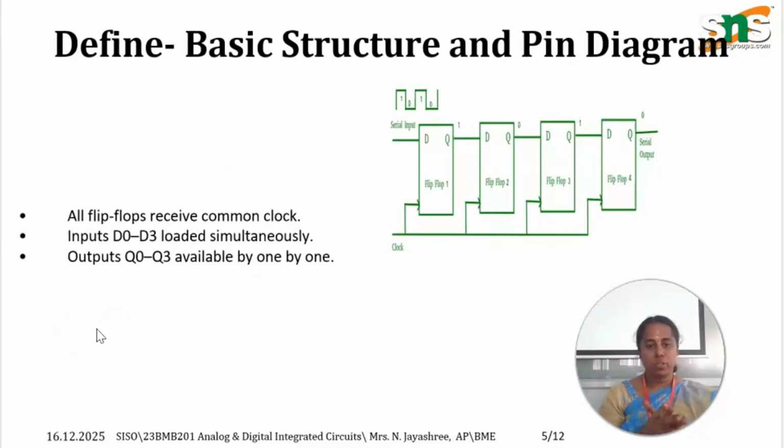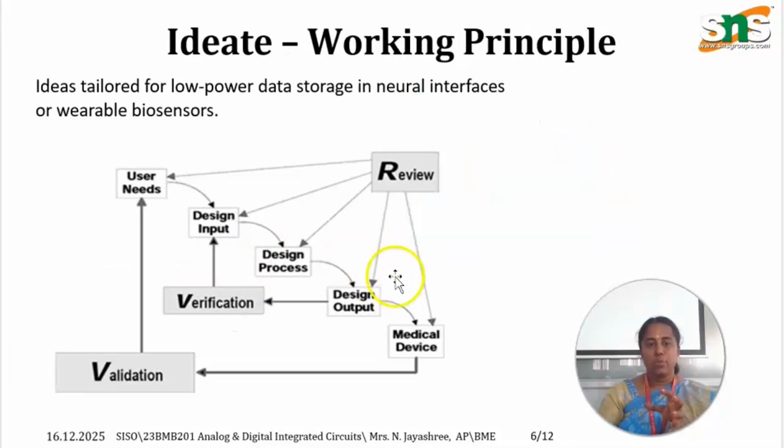Next one is the basic structure, and this is the pin diagram of the SISO. All flip-flops receive the common clock signal, that is synchronous transmission. All the flip-flops receive the common clock, and the inputs D0 to D3 are loaded simultaneously and the outputs Q0 to Q3 are available one by one. Next one is the ideate stage. The ideate stage is tailored for low power data storage in neural interfaces or wearable biosensors.